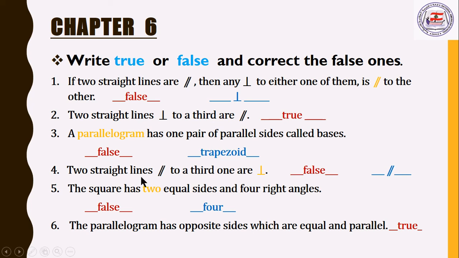Two straight lines parallel to a third one are perpendicular. Remember the rule. If the two straight lines are parallel to the third one, then the three of them must be parallel and not perpendicular. It's false. This perpendicular must be parallel. The square has two equal sides and four right angles. Square. It has two equal sides. False. Four equal sides.